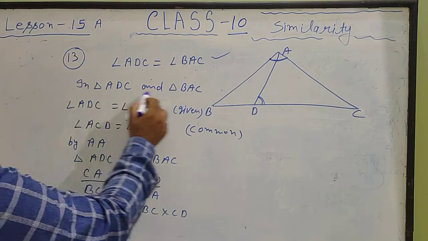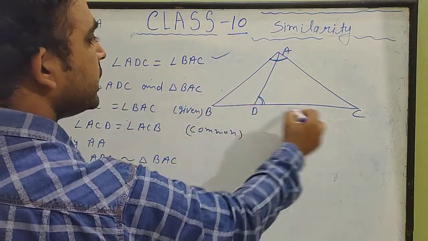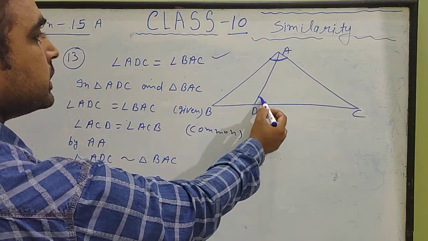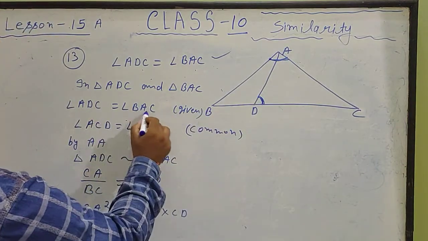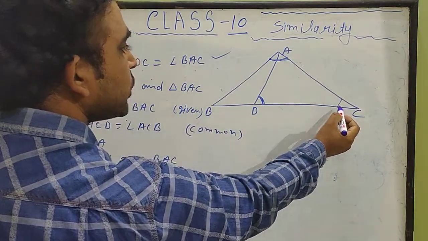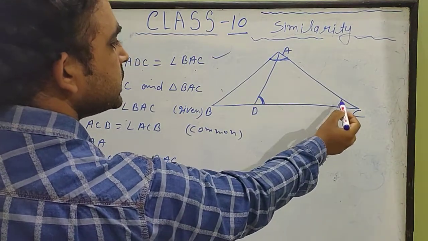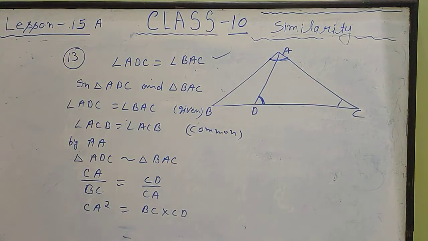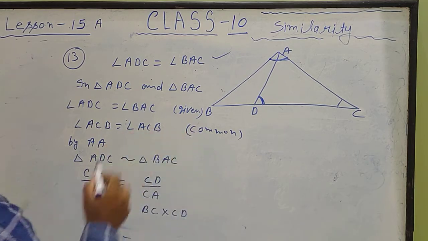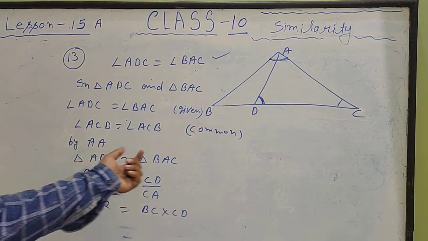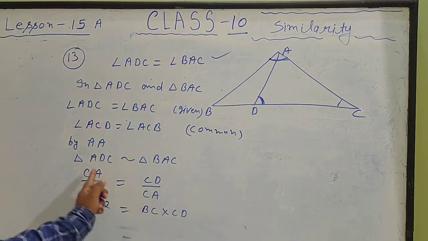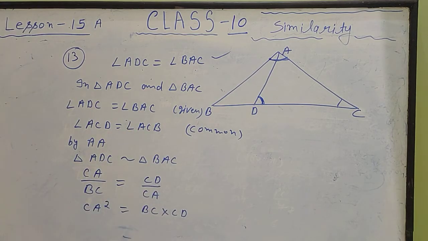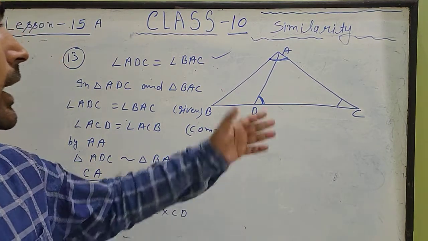Now we take two triangles, triangle ADC and triangle ABC, and we prove whether both are similar or not. First, this angle is given in the question, ADC is equal to BAC, and this angle is common in both triangles: in triangle ADC this angle is C, and in triangle ABC angle C, so angle ACD is equal to angle ACB, common angle. So by the angle criteria, both triangles are similar to each other, meaning triangle ADC is similar to triangle BAC. Now we use the property of similarity by the corresponding angles.